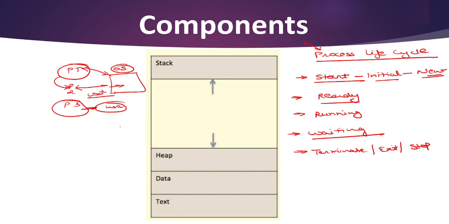Last is terminated. So terminated means what? It means all the processes from the queue have been executed. All these processes get completed by the operating system. So all these components are very important.